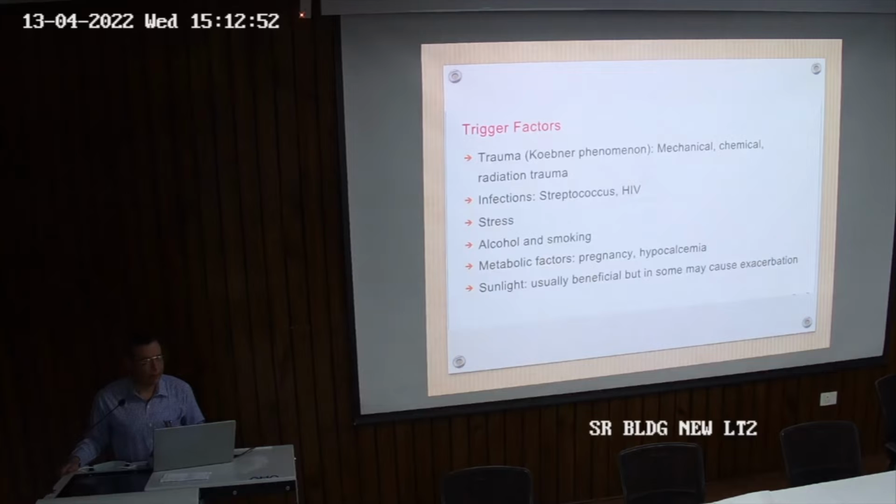Then mechanical, chemical, radiation trauma, whatever trauma. Infections, sometimes infections, especially streptococcal infection precipitates psoriasis. So there is a special form of psoriasis which we call as guttate psoriasis. Guttate, anybody knows the literal meaning of guttate? Guttate is like a raindrop. Raindrop lesions appear all over the body because of the streptococcal infection, throat infection.